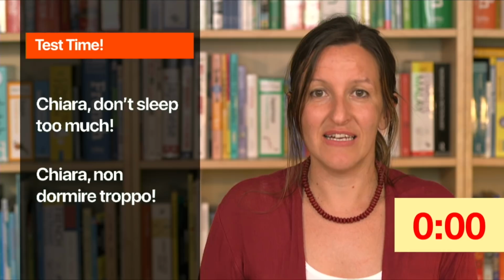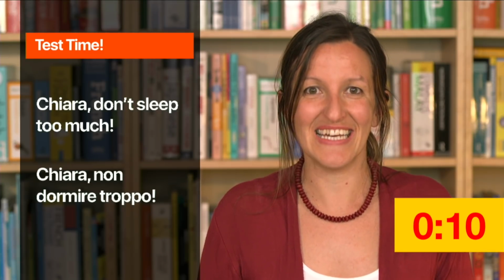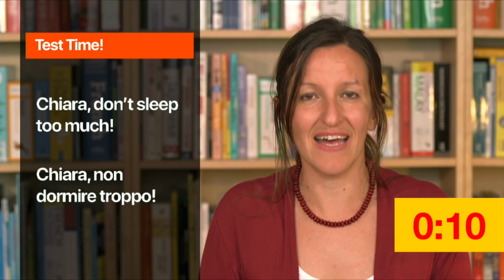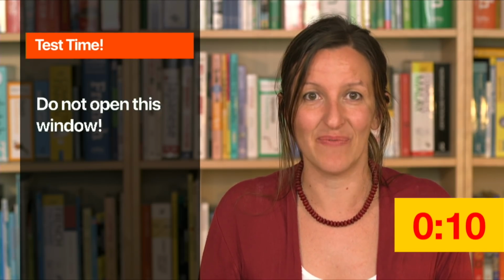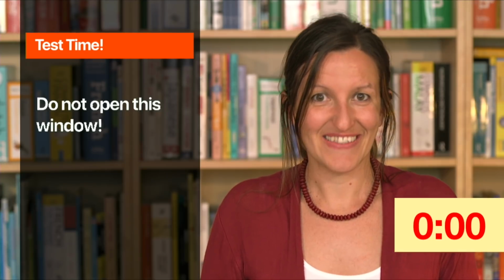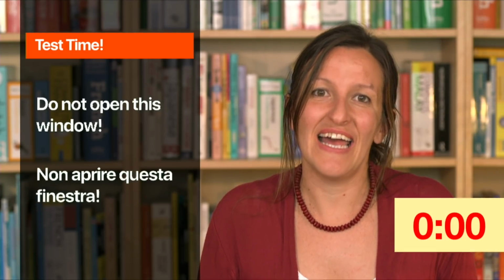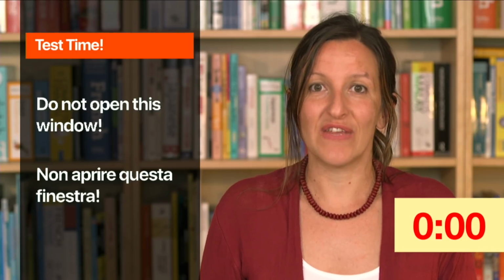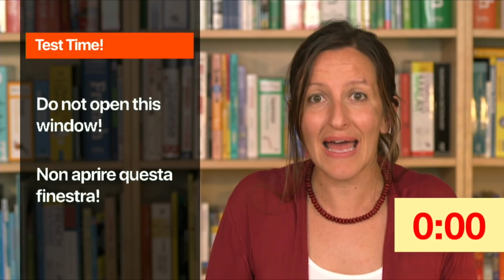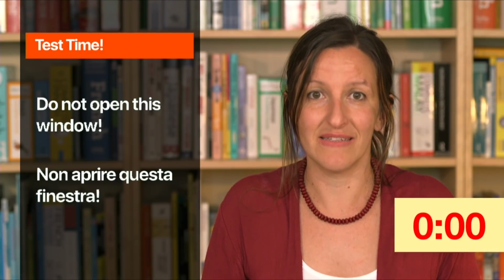Let's move to the next one. The next one is a universal voi. So imagine it's a sign you read when you are in Italy. Don't open this window. Think carefully. Again, it's a universal voi. 2 seconds. Ok, la risposta è non aprire questa finestra. We are not addressing a specific group of people, but any possible person reading this sign.